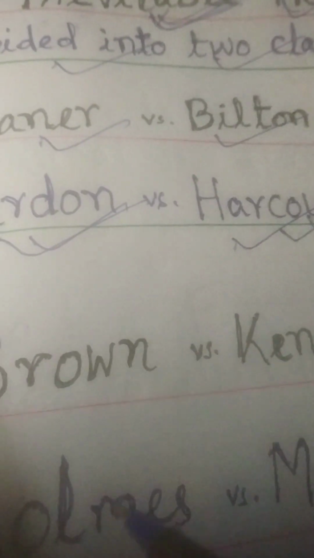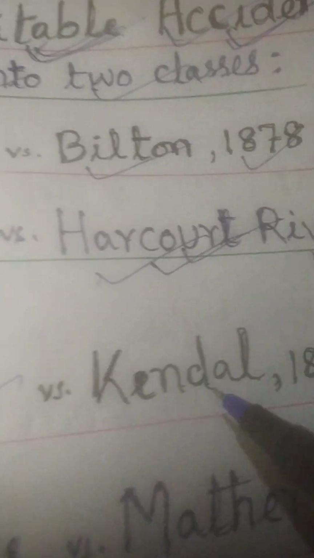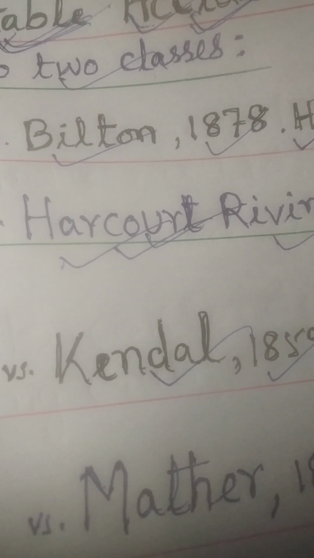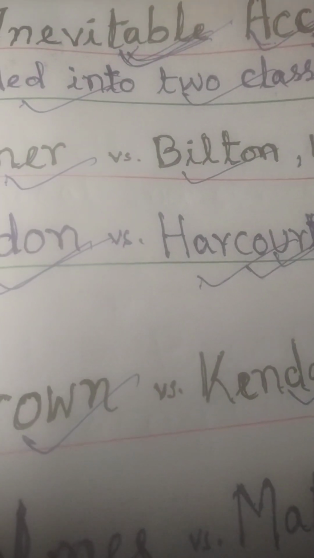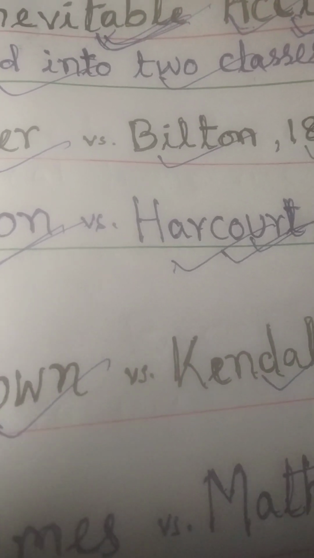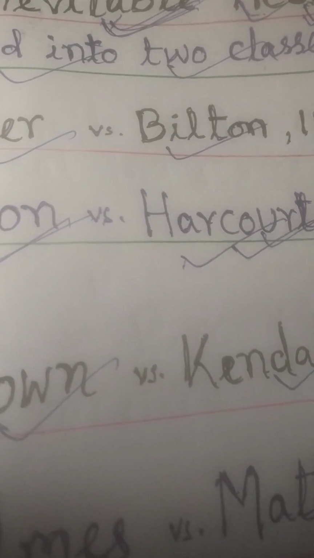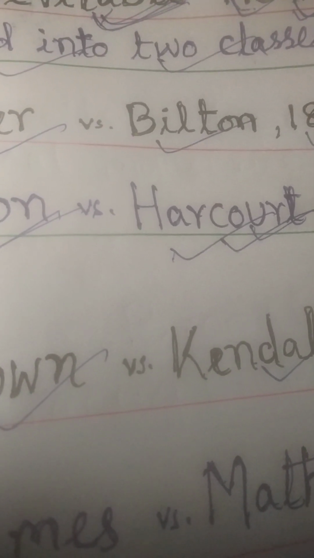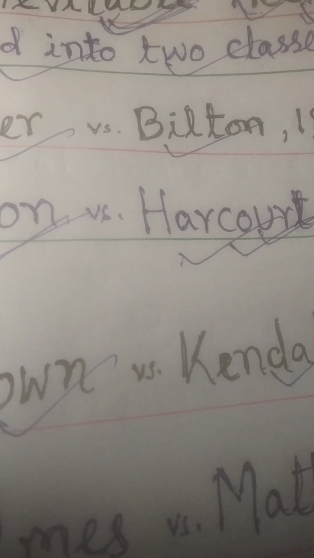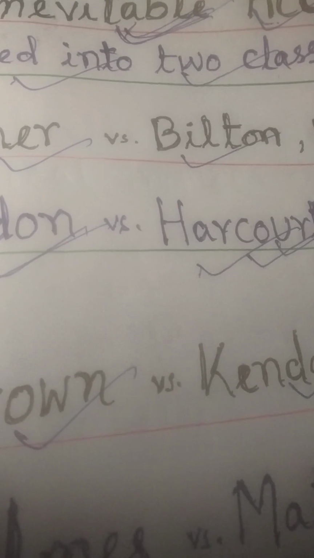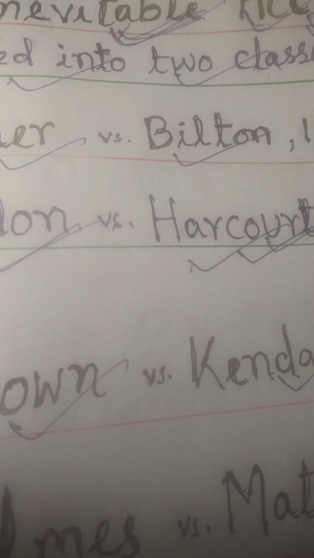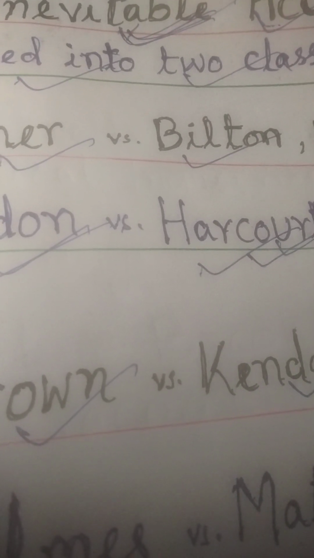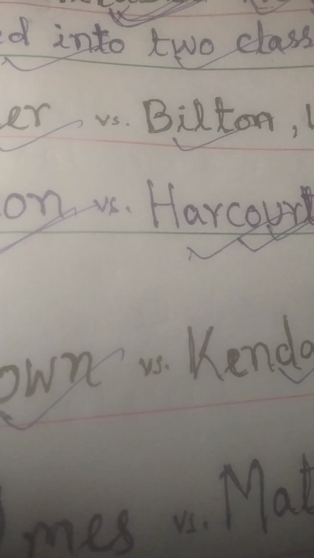Our third leading case is Brown versus Kendall, a case of 1859, decided by the Court of Appeal of England. The plaintiff's and defendant's dogs were fighting, and the defendant tried to stop the fight by carrying a stick in his hand. In between, while he was trying to stop both the dogs, the very stick caused injury to the plaintiff's eye, and the plaintiff moved to the court.